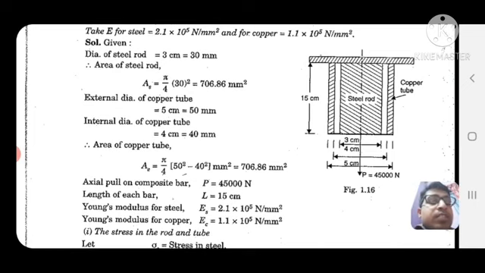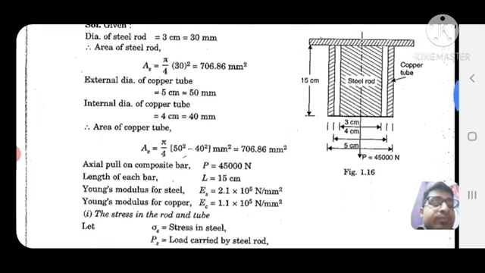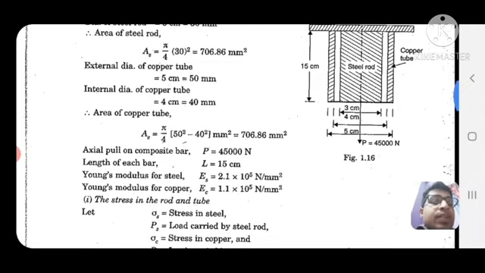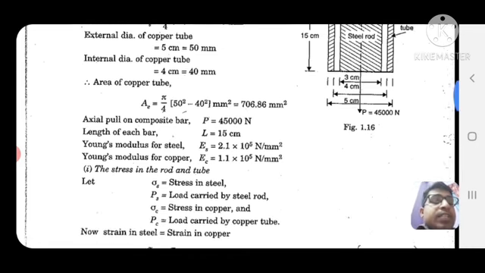Diameter of the steel rod is equal to 3 cm, that is equal to 30 mm. Area of the steel rod AS is equal to pi by 4 into 30 square. External diameter of the copper tube is equal to 5 cm, that is equal to 50 mm. Internal diameter of the copper tube is equal to 4 cm, equal to 40 mm. So area of the copper tube is equal to pi by 4 into 50 square minus 40 square. So that is equal to 706.86 millimeter square.